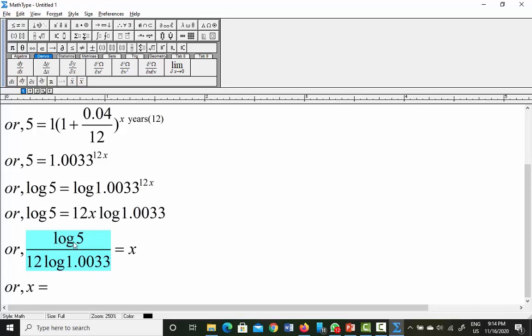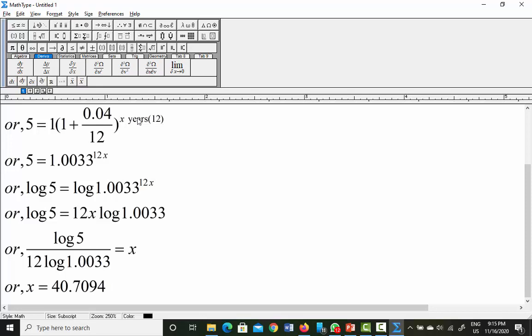How should we calculate? First of all, we will press log 5, close the bracket, and then divided by 12 multiplied by log 1.0033. For this one, we need to put a bracket. So we press bracket, then 12 multiplied by log 1.0033, bracket close, and then if you press equal, you should get 40.7094 years. The unit of x is years.